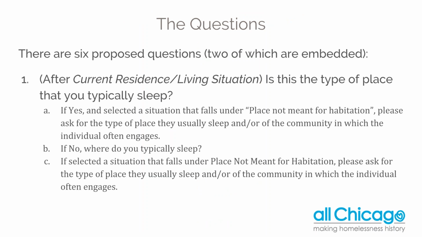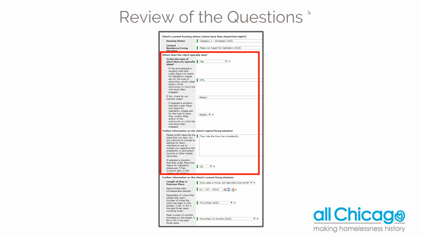Now, the bulk of these questions are actually sort of conditional. There are 6 proposed questions that try to get at what the client's typical living situation is, but you'll notice that 4 of them are interrelated to one another. Each of these are in response to the client's current residence or living situation. And as you know, if I go back here, you'll see these are 2 questions that you've always had to answer, and the current residence living situation informs which of these questions you'll have to answer below.